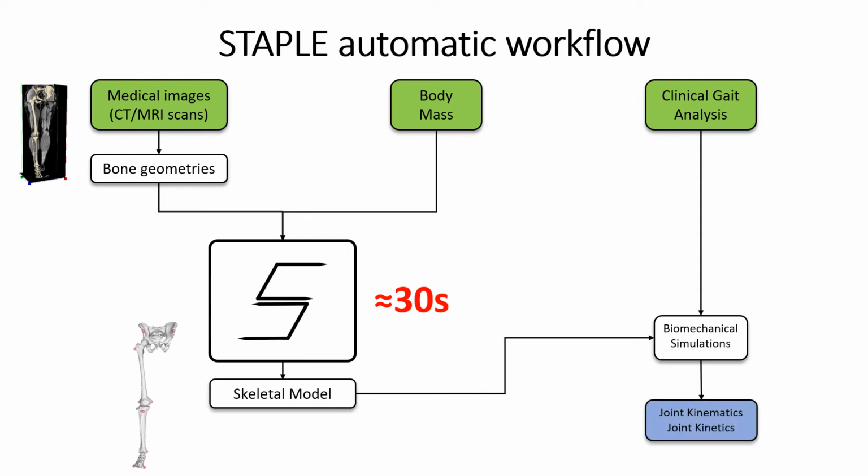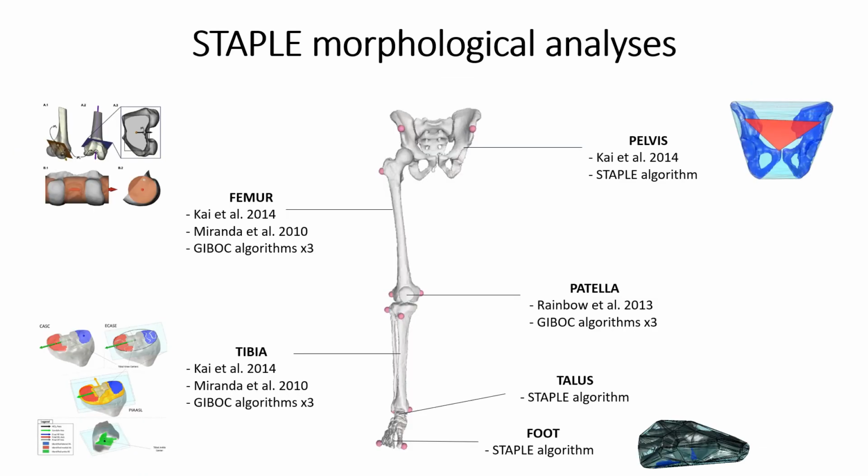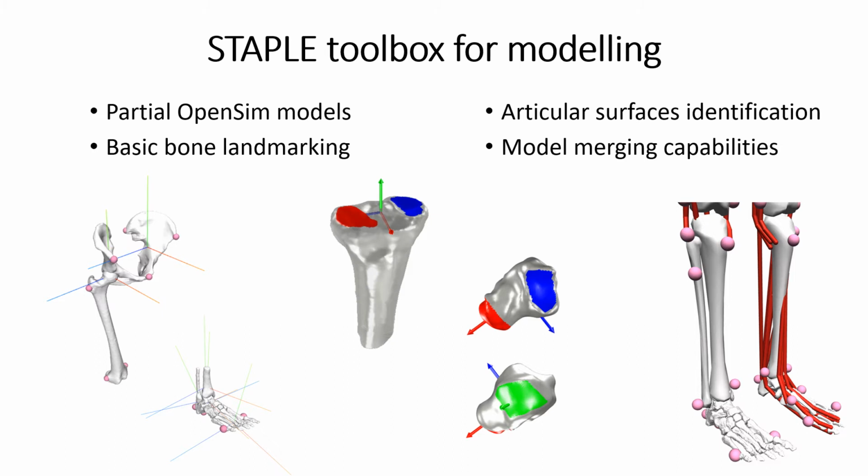In Staple, we have implemented several algorithms from previous literature, as well as designed new approaches to process bone geometries, so that the toolbox really gives enough flexibility for each user to plan their own workflow. You can see, for example, how femur and tibia can be processed using 6 alternative approaches. Because of the intermediate computations that are performed during the bone morphological analysis, Staple also offers additional functionalities, such as bone landmarking, articular surfaces identification, which can be used for implementing more advanced joint mechanics, and model merging capabilities.